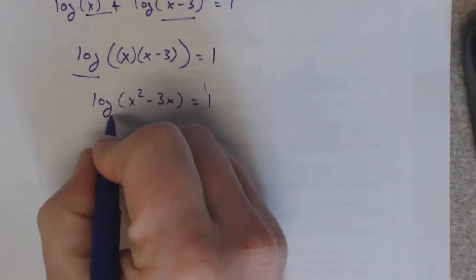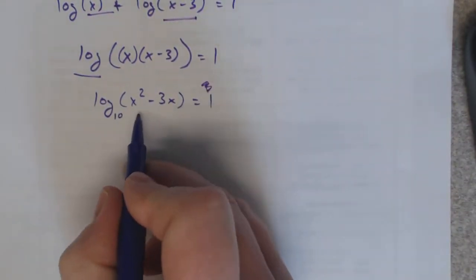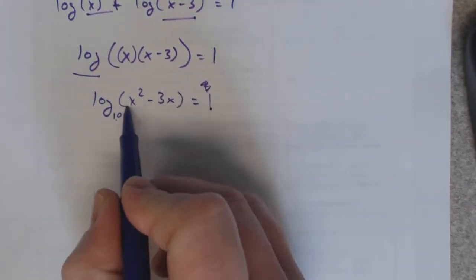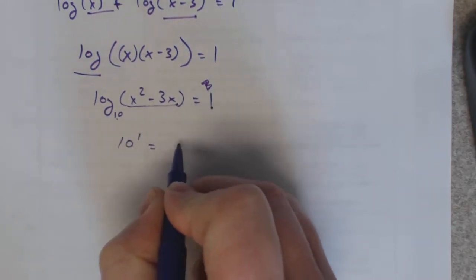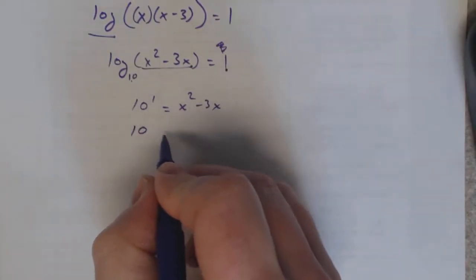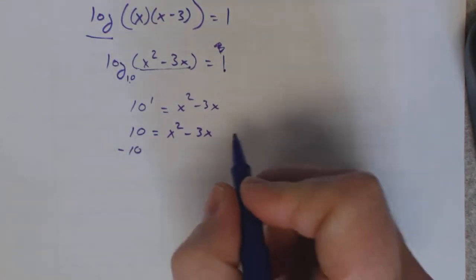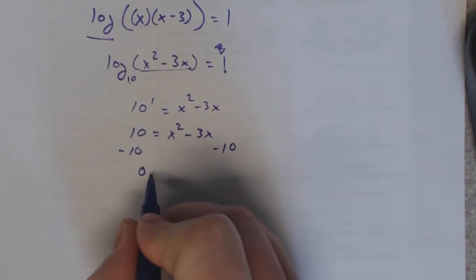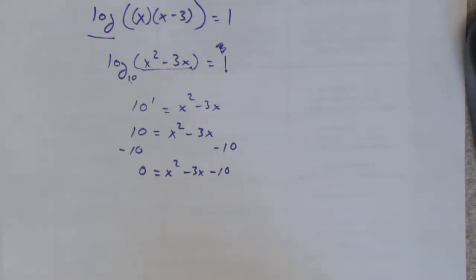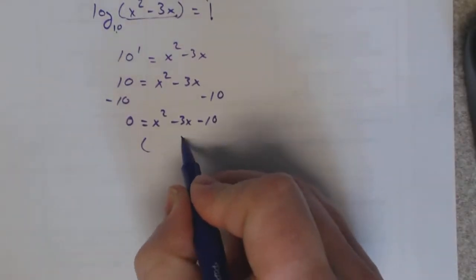Okay. Now remember, this is log base 10, right? So if I rewrite this from a logarithmic equation to an exponential equation, it would be 10 to this power equals this. Right. So now we just have a quadratic that we need to solve, and I'm going to try to factor. Gotta have a zero on one side. You can use the quadratic formula if you want, but I believe this will factor.